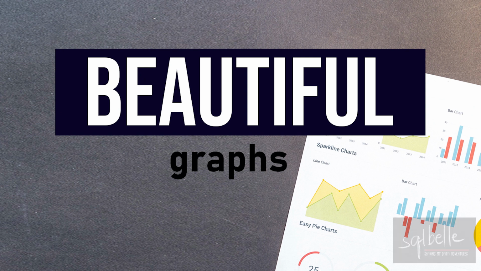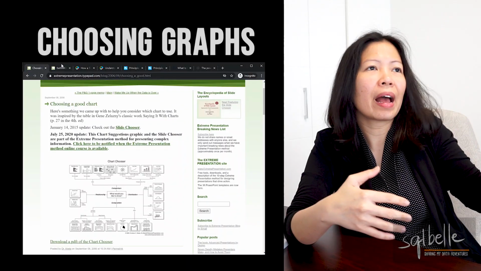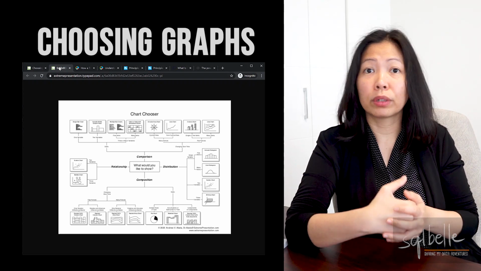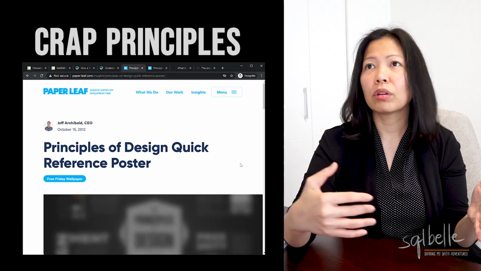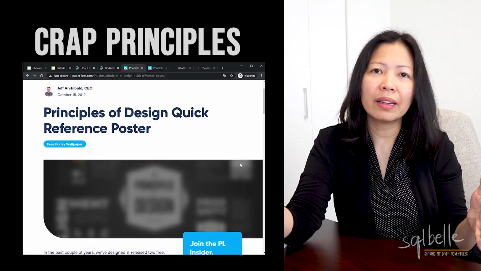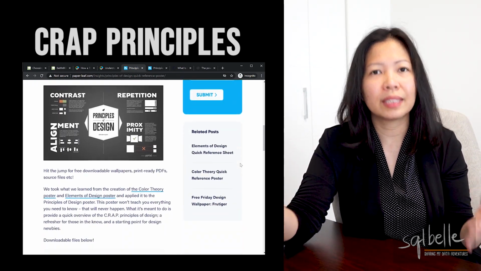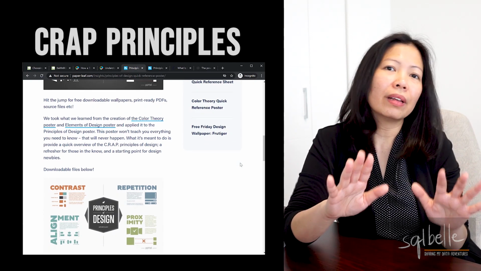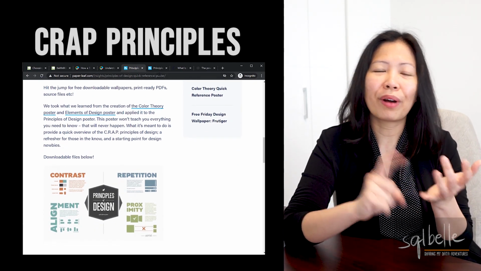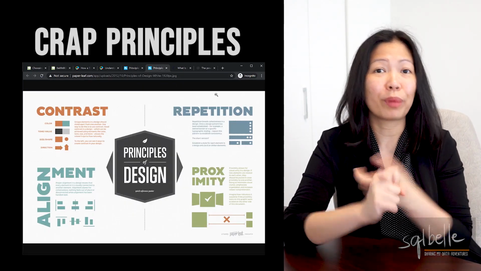So what makes a beautiful graph? There's a lot of resources out there on how to make beautiful graphs. Kinds of graphs, types of graphs. There's color theory. There's also the CRAP principles of design. And yes, if you haven't heard of the CRAP principles of design, such a thing exists. It's nothing bad. It stands for contrast, repetition, alignment, and proximity.